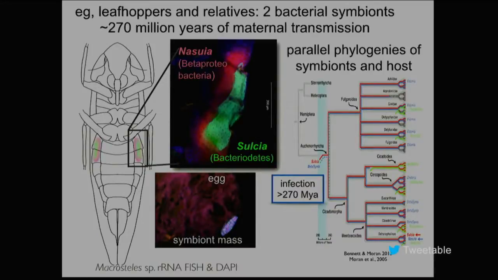So I'll just start with kind of an example. We've studied a bunch of cases, and today I'm going to be summarizing kind of the overview that we have of this from a bunch of different cases. But I'll use our favorite recent example. Molly mentioned aphids and Buchnera, which is kind of the classic model. But there's some other insects that also have very interesting and sometimes more complex situations. This is the case of these leaf hoppers. So here's your insect here.